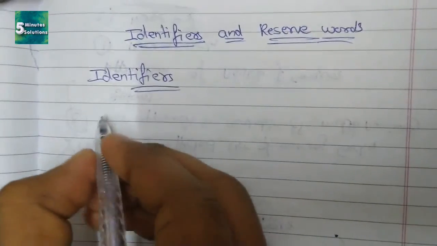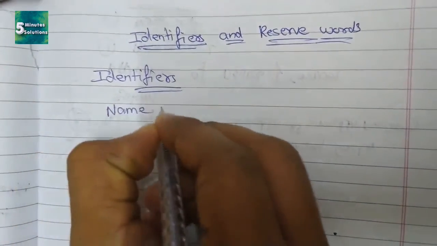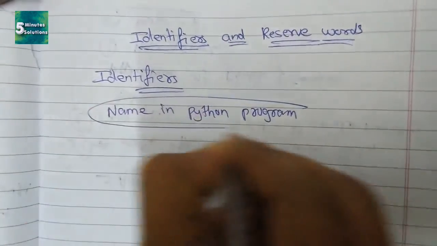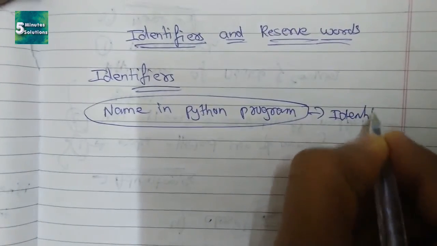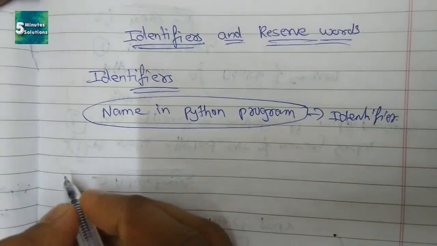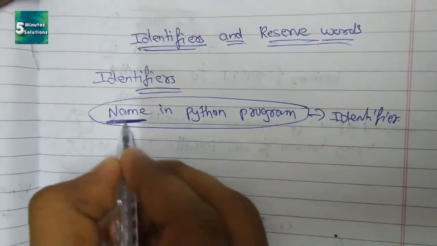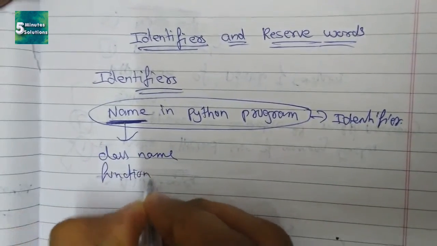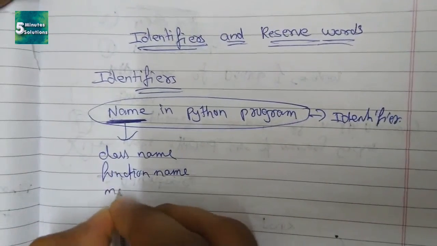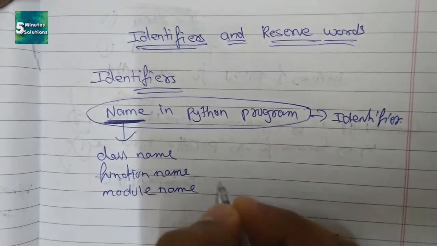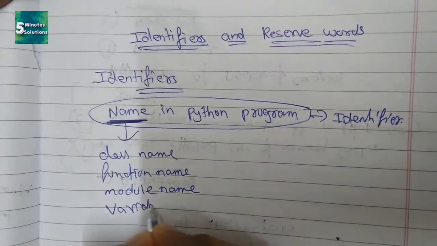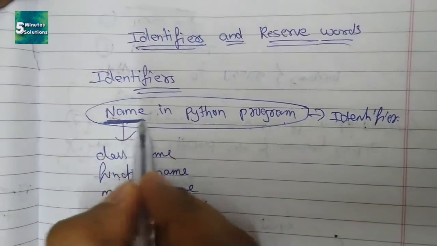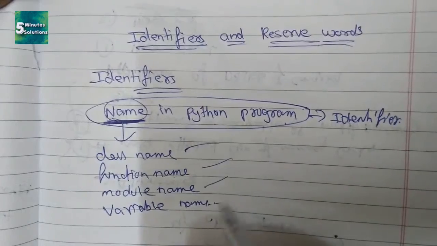Identifiers means a name in the Python program. A name in a Python program is an identifier. This name we are talking about may be a class name, a function name, a module name, or a variable name. It may be anything. That's what a name in the Python program is, an identifier.